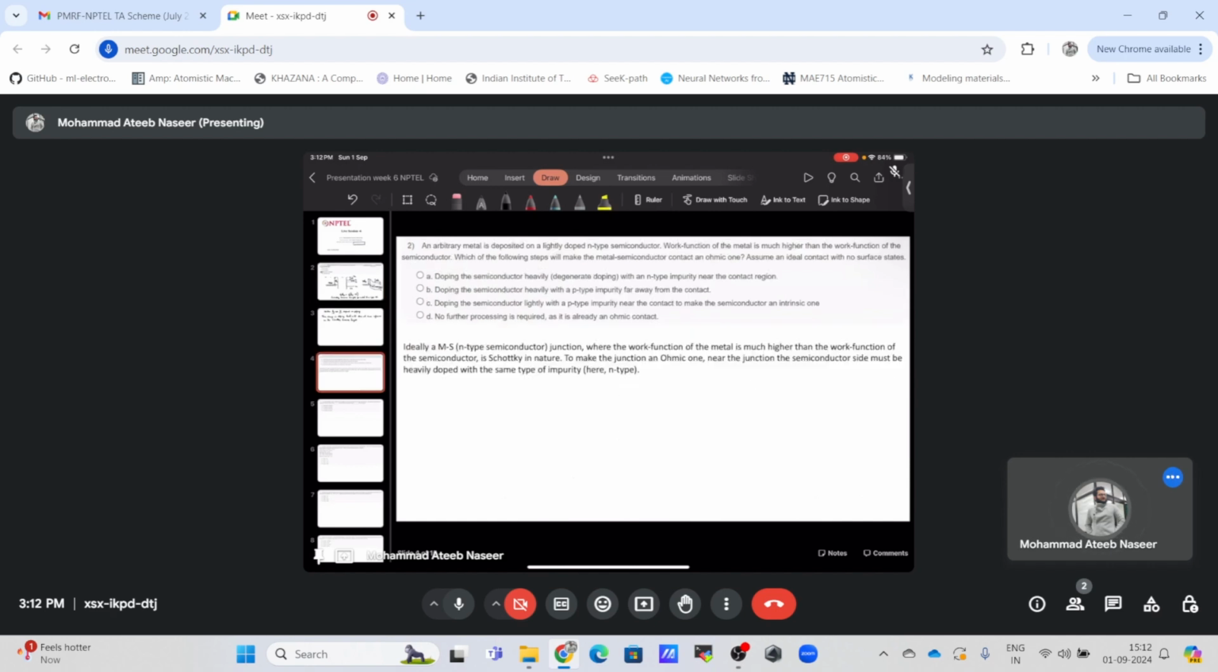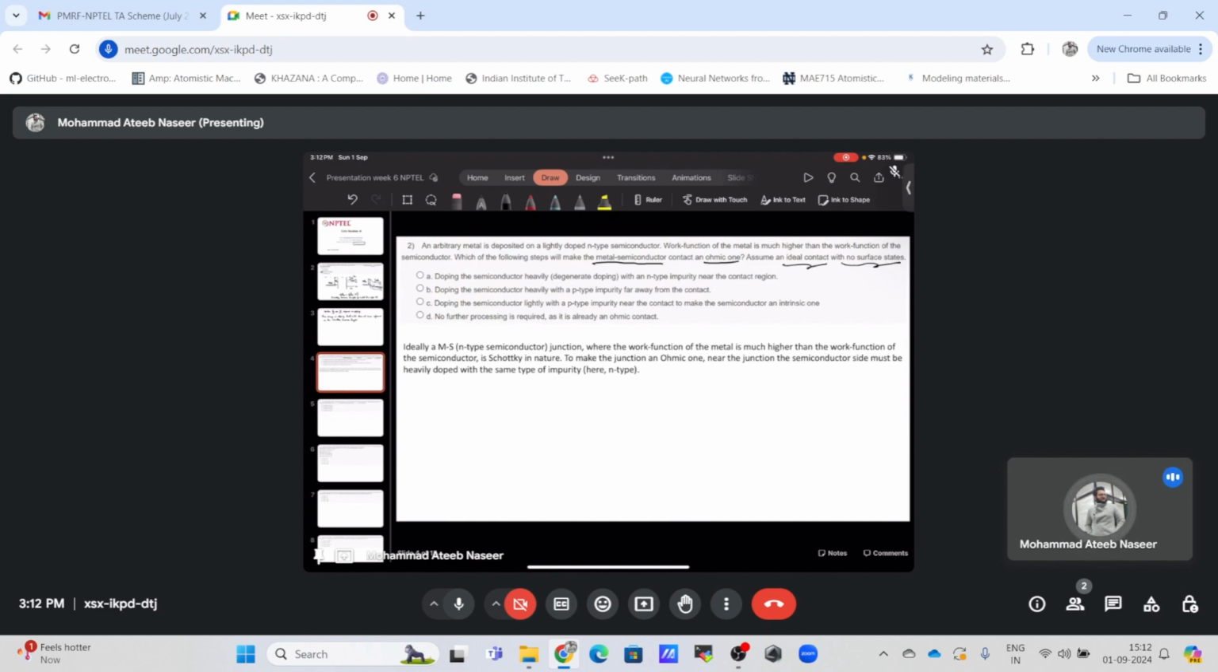Now let's move to another problem. It says that an arbitrary metal has been deposited on a lightly doped n-type semiconductor, and the work function of the metal is much higher than the work function of the semiconductor. We have been given some options, and we have to find how we can make this metal-semiconductor contact ohmic, and we have to assume the contact is ideal.